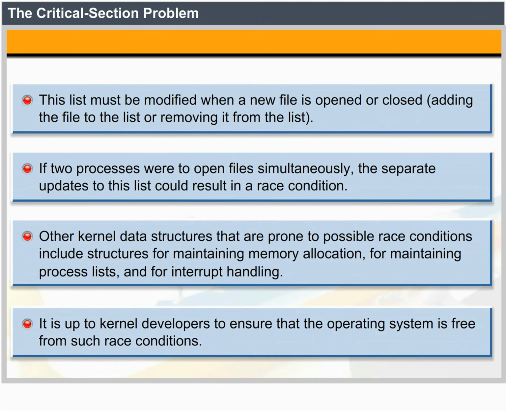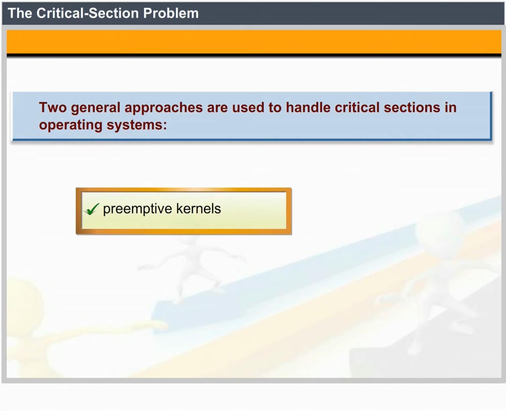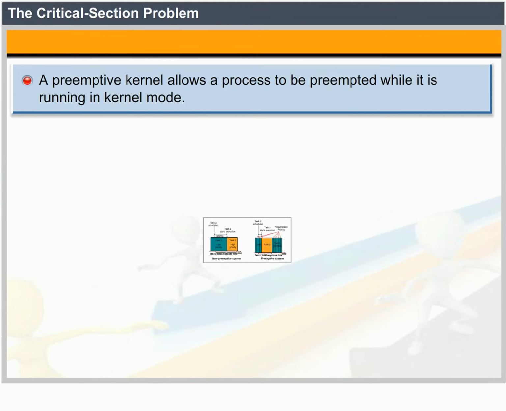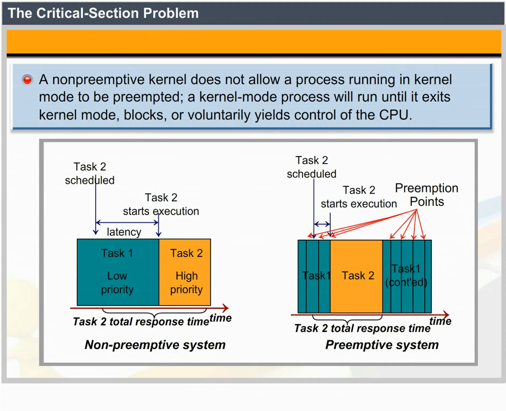Two general approaches are used to handle critical sections in operating systems: preemptive kernels and non-preemptive kernels. A preemptive kernel allows a process to be preempted while it is running in kernel mode. A non-preemptive kernel does not allow a process running in kernel mode to be preempted. A kernel mode process will run until it exits kernel mode, blocks, or voluntarily yields control of the CPU.